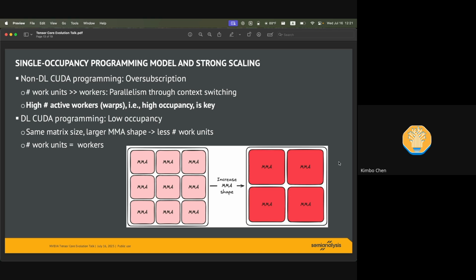A way to understand why this is happening is that for the same matrix size, as we see in the graph here, if we increase the MMA shape, like we saw in the first trend, we will have fewer working units because MMA shapes are getting larger. Since there are fewer working units, NVIDIA designed it so that each worker is assigned one working unit. And actually, in some cases, even one single unit would use multiple workers.